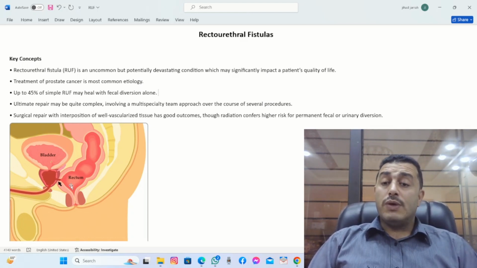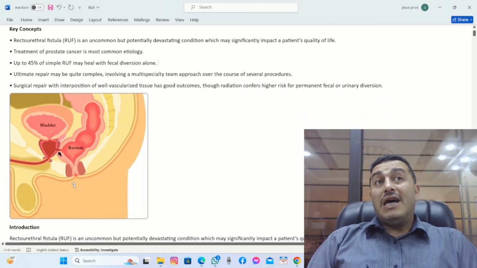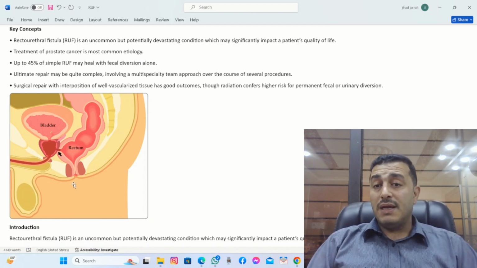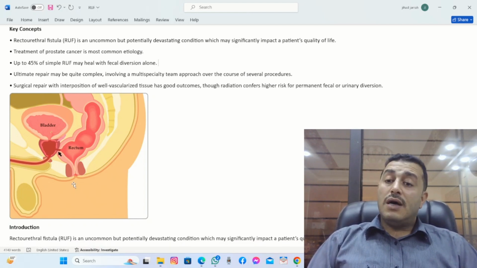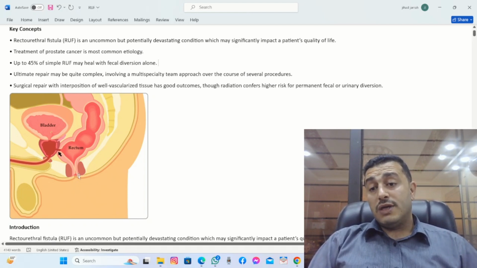Also, when we start to talk about the complex fistula, we start to talk about the multidisciplinary team. We talk about the role of the urologist and gynecologist in the approach and treatment of this condition. And also we will talk about the diversity of treatment options. We already talked about fecal diversion as a simple procedure, and we will talk about graft interposition, actually putting a tissue here between the two affected organs.